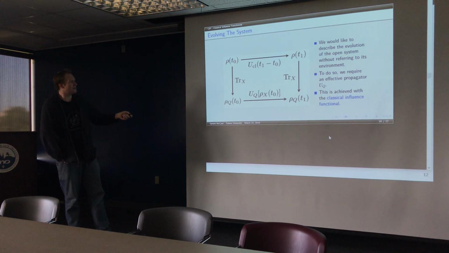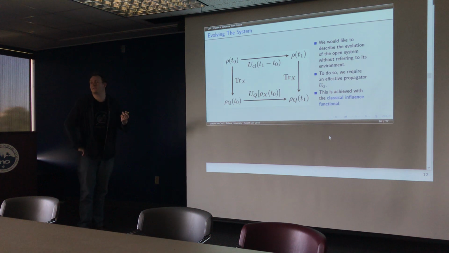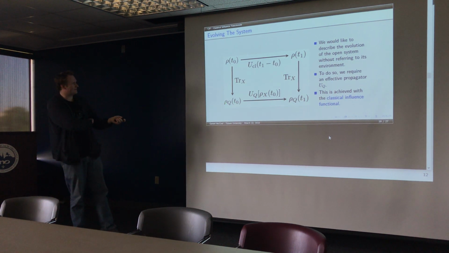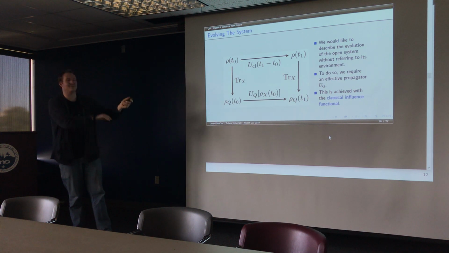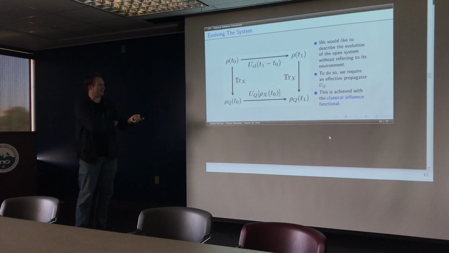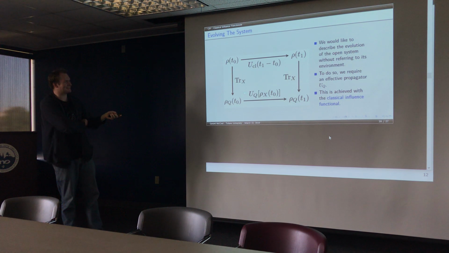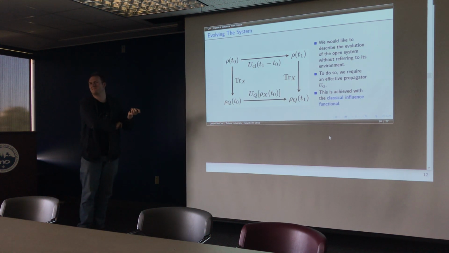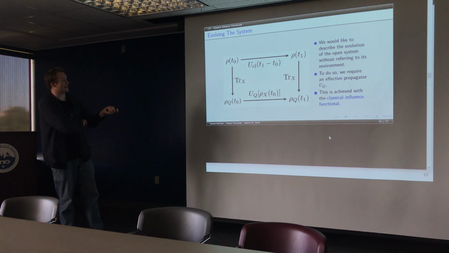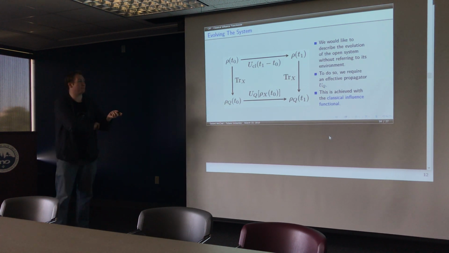At the same time, I can think about just my reduced system. How does that evolve? If I didn't know the environment existed, what kind of evolution would that look like? In the quantum context, this is your completely positive trace preserving map. Here I'm just going to call it an effective propagator Q and say that in some sense it's going to depend on my environment.